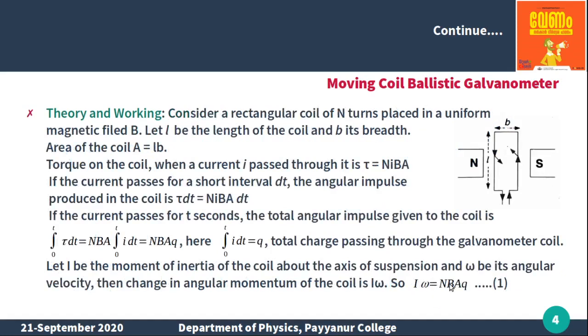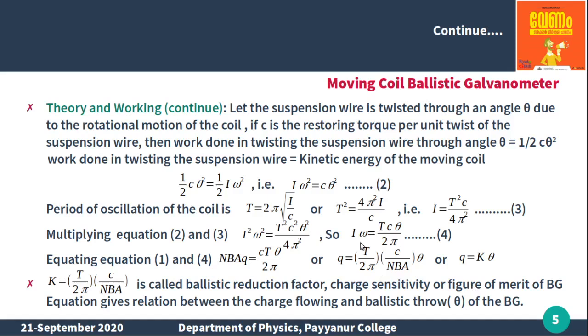So I can write NBAQ is equal to Tc theta by 2 pi. Okay, so we are just comparing, because the left hand side for equation 1 and equation 4 is I omega. So I can write it as NBAQ is equal to Tc theta by 2 pi, as the right hand sides of equation 1 and equation 4 are compared.